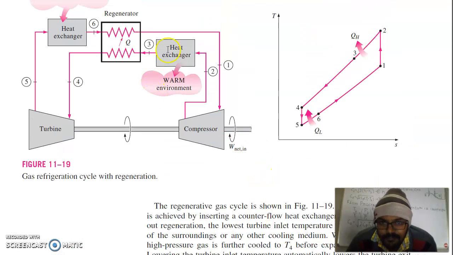So what we have here is regeneration. After compression, 1 to 2 is the compressor, 1 is the compressor inlet, and 2 is the compressed state. From 2 to 3 heat is lost to the environment in the heat exchanger, and from 3 to 4 heat is further lost to the regenerator. If we expand from point 3, we won't be able to achieve the lowest temperature.